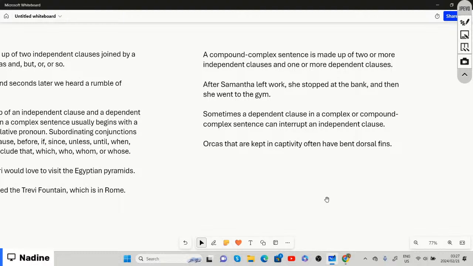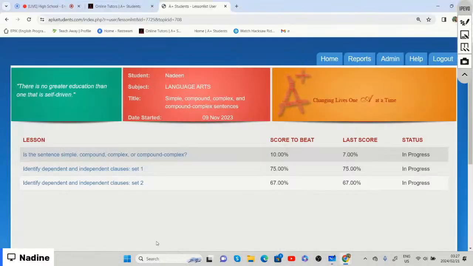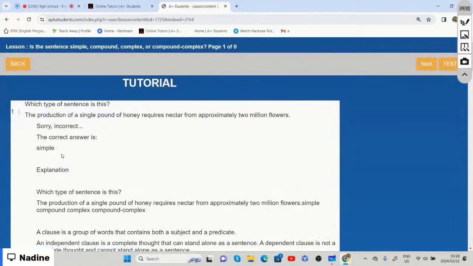All right. So we went over what dependent and independent clauses are, simple sentences, compound sentences, complex sentences, as well as compound complex sentences. Now we're going to aplusstudents.ca and we're going to our first lesson, which is the sentence: simple, compound, complex, or compound complex?